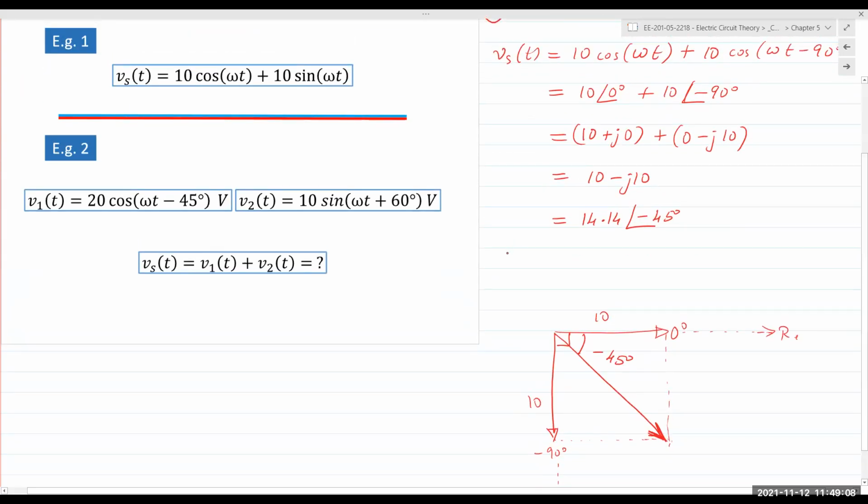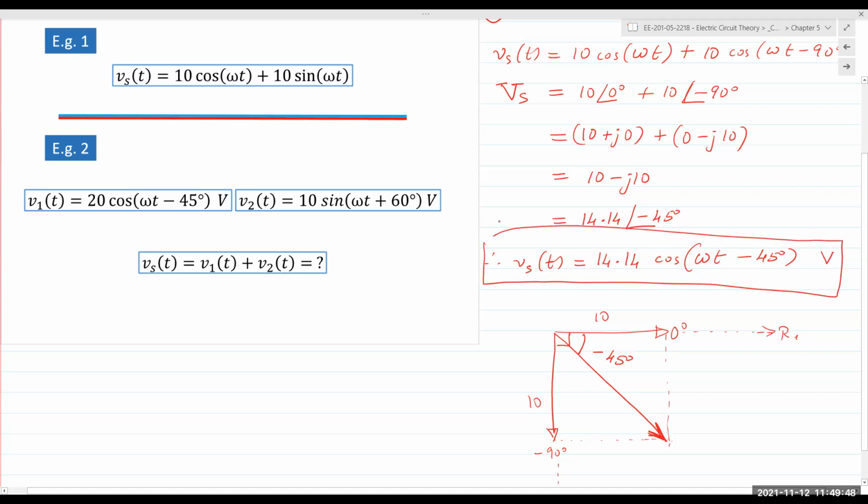So 14.14, this actually is the phasor Vs. And I go back into the time domain, perform the inverse phasor transform, magnitude. It'll always be cosine because we first go from cosine into the phasor form. So going back into the time domain, again, it is cosine. Frequency remains the same. That does not change. Minus 45 degrees and volts. That's the final answer.